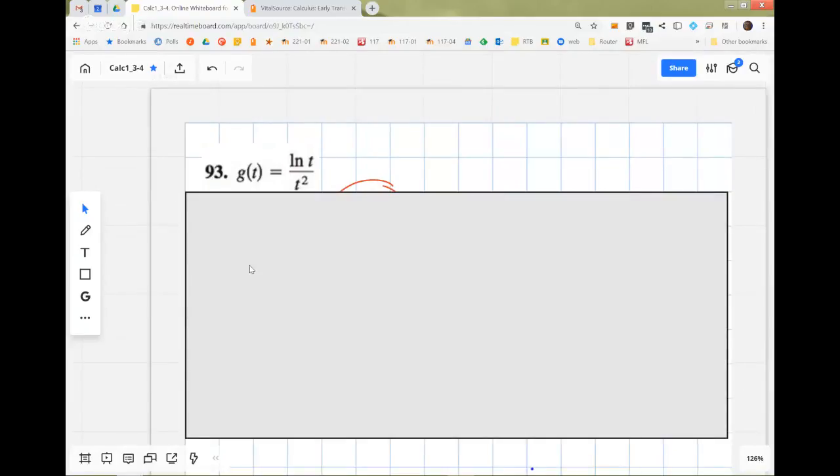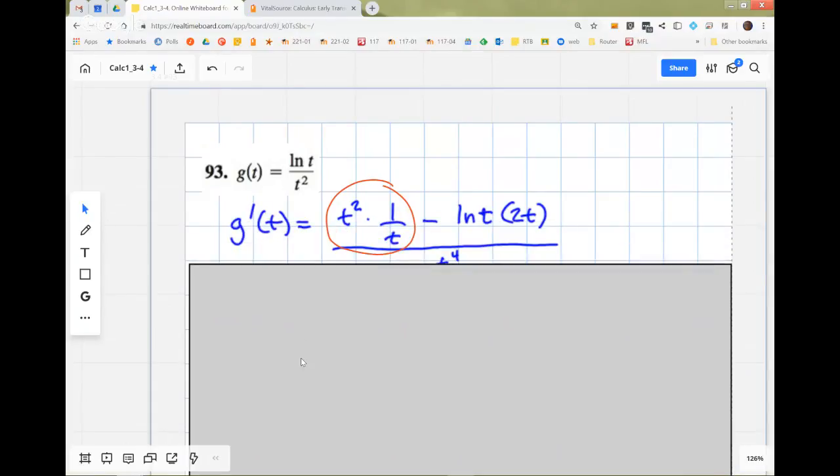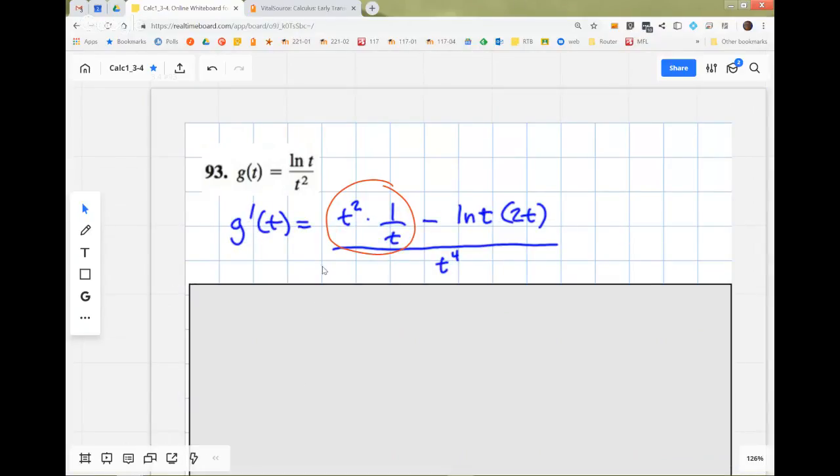Okay, so here, in general, we have a fraction. So on the outer, we've got to do the quotient rule. So here we go with the quotient rule.